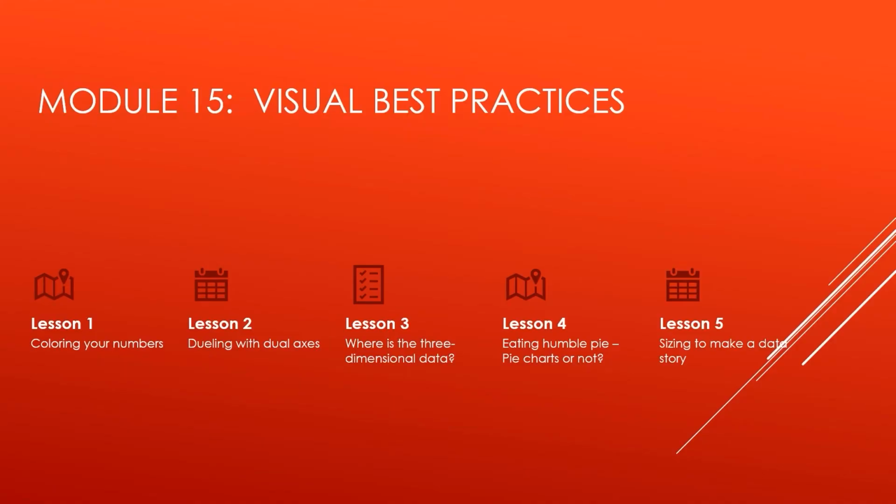In Module 15, we're going to cover visual best practices. Now, most of this stuff we've been doing all along. We've been coloring our numbers. We've been using dual axes charts 2 different ways. We talked about pie charts and how they're good as a supplemental chart, but not so good just on their own. And we've been sizing our marks in order to make the information more prevalent.